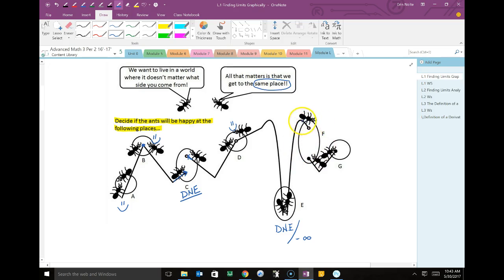At point F, these two ants are clearly not going to the same place, so at F the limit does not exist. And at G, this is a unique scenario where I only have the left ant. There is no right ant. Since there are not two ants going to the same place, we have to say that the limit does not exist.